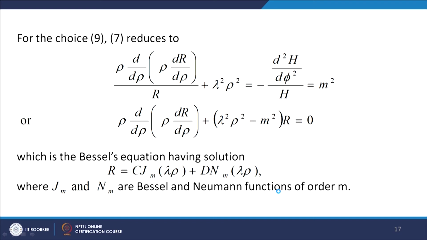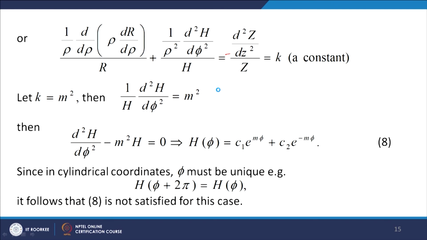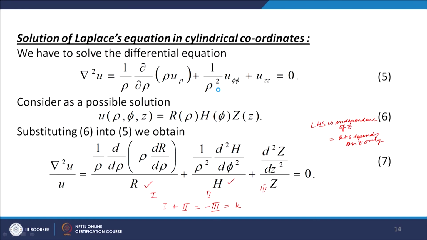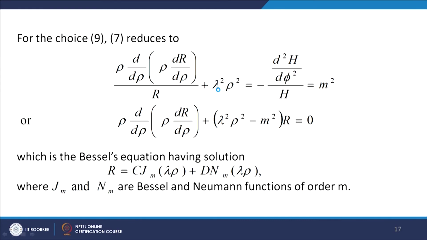Now here ρ d/dρ (ρ dR/dρ), and then this is equal to, when we choose this quantity to be λ square, we have chosen this to be λ square, and (d²Z/dz²)/Z, if we choose λ square, then we will get λ²ρ², because we had chosen it as m square, so λ²ρ² minus m² into R equal to 0.